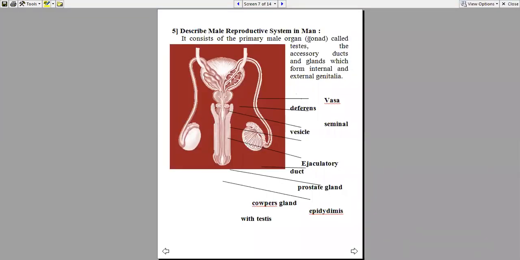So our next question is, describe male reproductive system in man. Now it can be asked as a brief question. It consists of primary male organs called testes, some accessory ducts, and the glands which form internal and external genitalia.